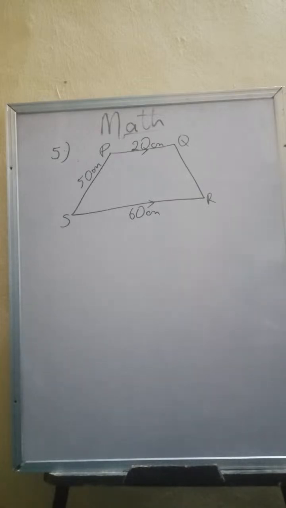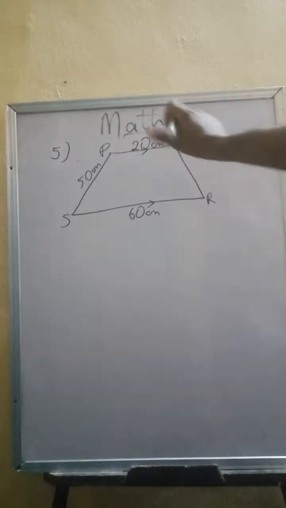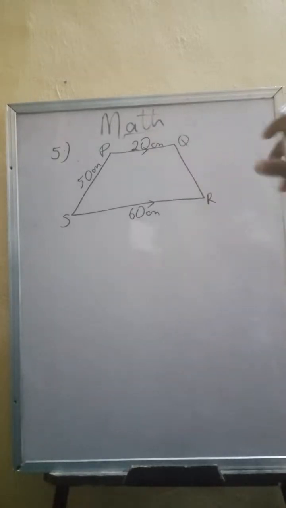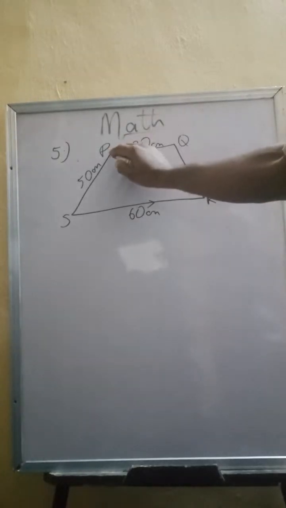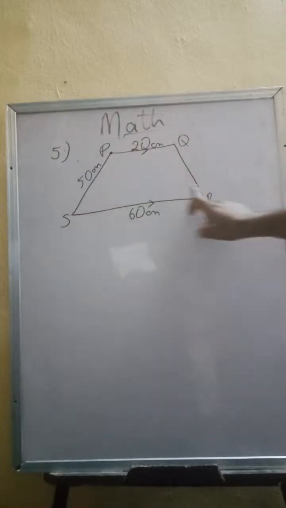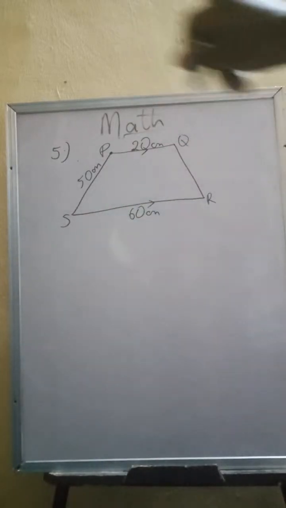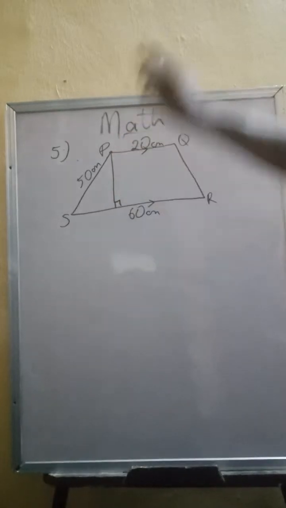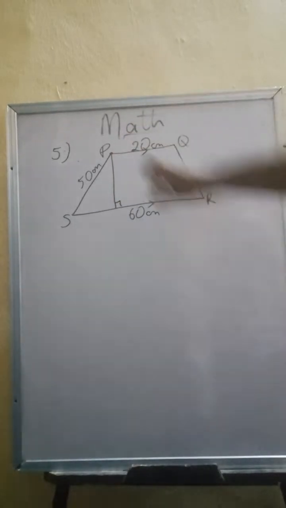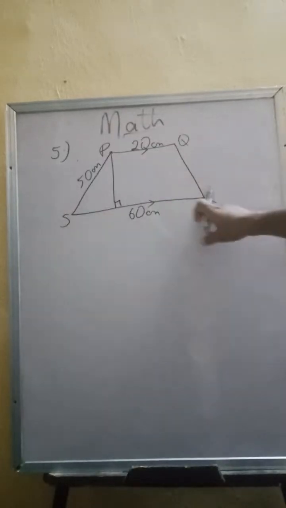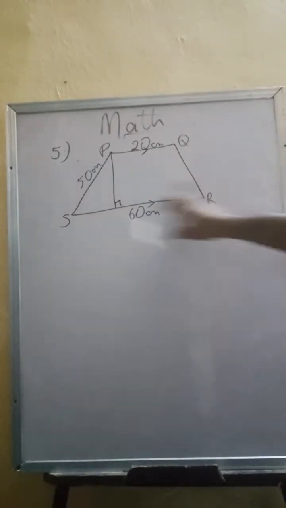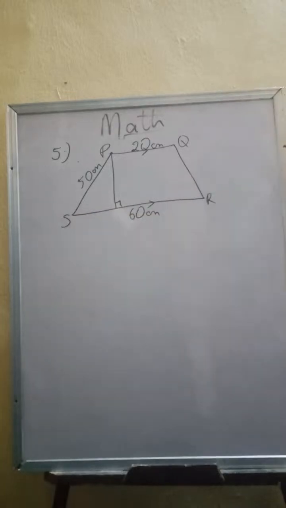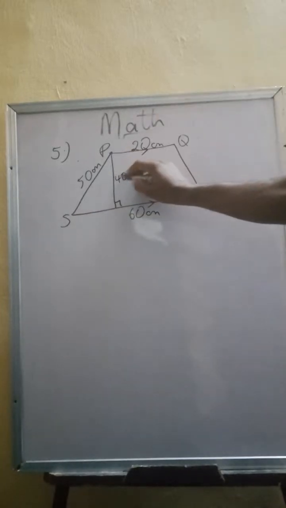We say the perpendicular from P to RS is 40 cm. The perpendicular from this point to the line. Since it's a perpendicular, it meets the line at 90 degrees. It's perpendicular to line SR or RS. And so Z is 40 cm.